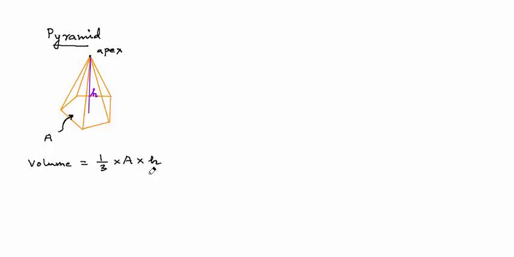And a special type of a pyramid is the cone, in which the base is a circle. So just as the cylinder is a special type of a prism, the cone is a special type of a pyramid with a circular base.